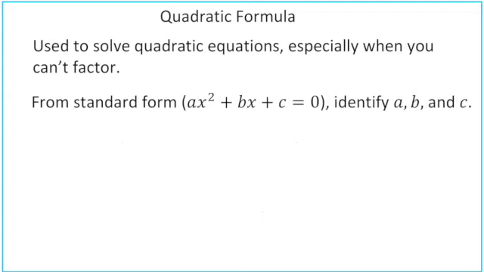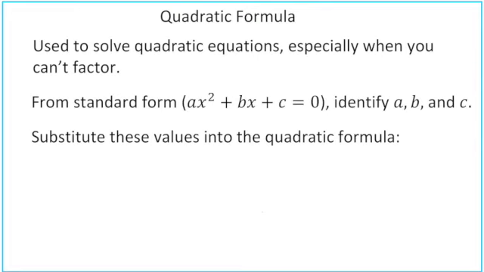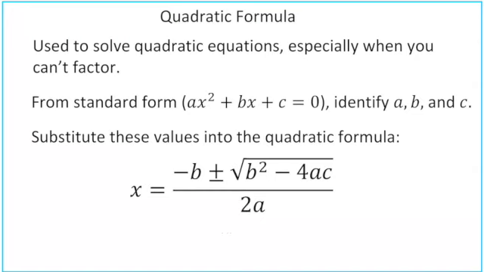From standard form, we identify our values for a, b, and c. We can then take these values and substitute them into the quadratic formula. The quadratic formula is x equals negative b plus or minus the square root of b squared minus 4ac, all of this divided by 2a. So you plug all your values into the quadratic formula, and then you just need to simplify to get your answer. But we'll take a look at some actual examples so you can see how we go about simplifying.